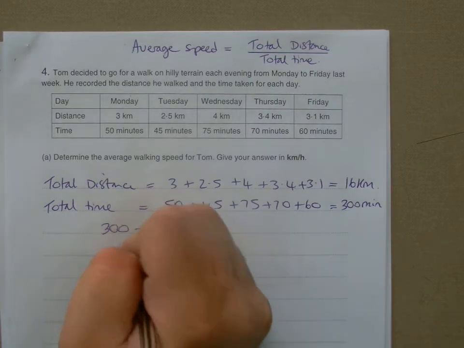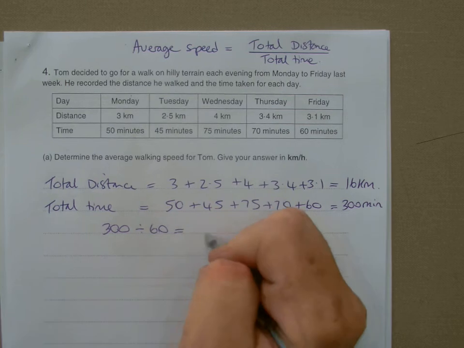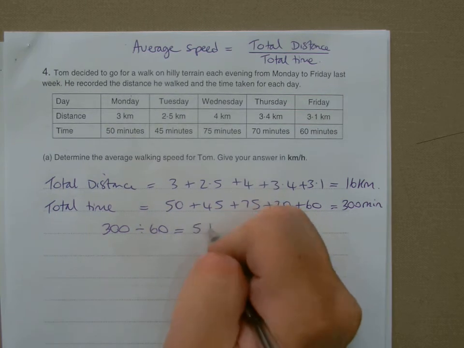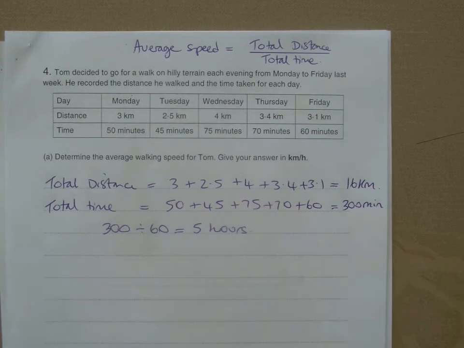So 300 divided by 60. And if you work that out, of course, it comes to be 5. So that's just 5 hours, isn't it? That's what 300 minutes will be.